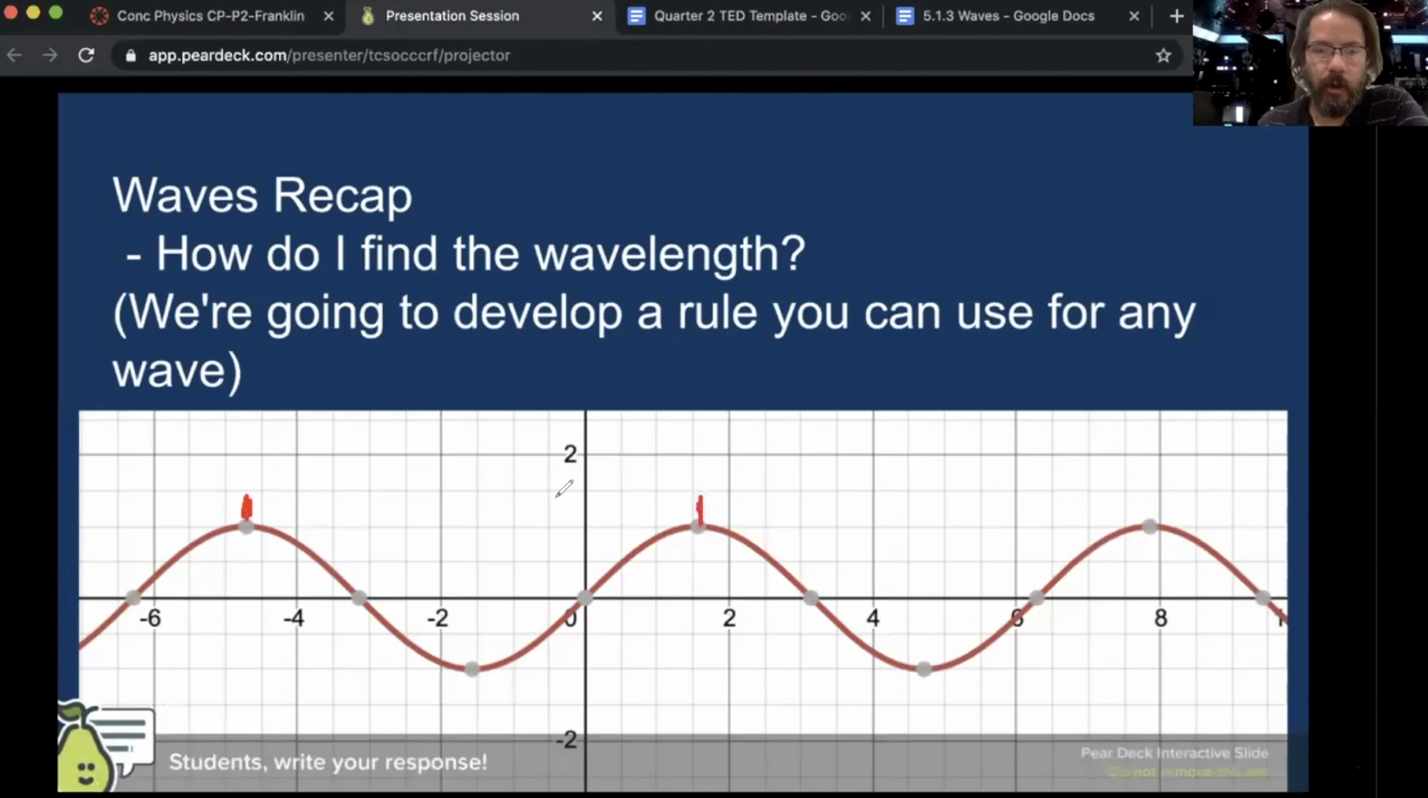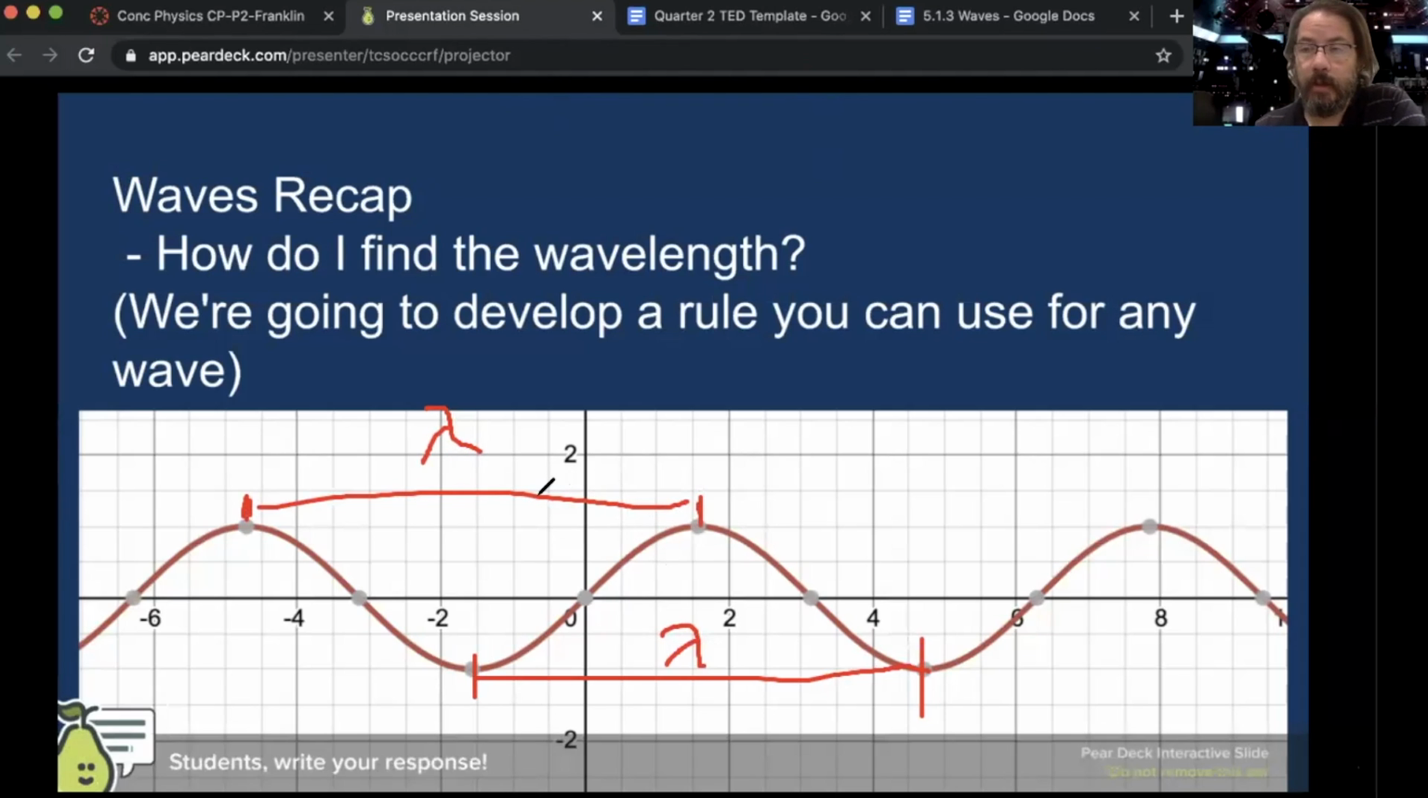So from crest to crest, if we measure that distance, we would have the wavelength. Or we could go from trough to trough. We could measure that distance and we would have the wavelength. As long as this is a standard wave, this wavelength up here should be exactly equal to this wavelength right here, okay? It actually doesn't matter where you do it as long as it's crest to crest. Okay, now that works for very basic waves.